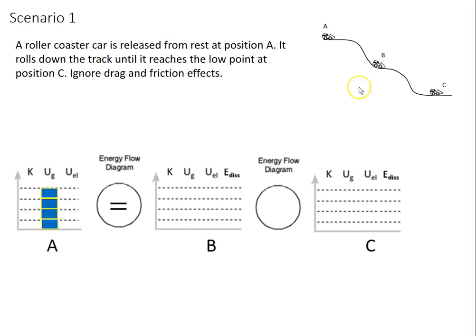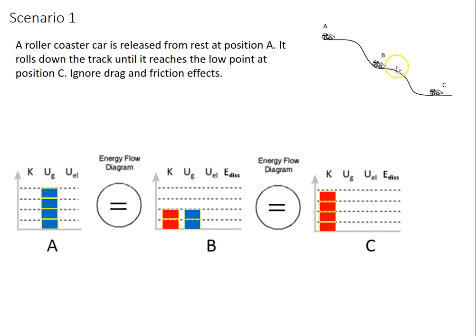So that means that the energy at B, whatever its form, has to be equal to the energy at A. It's halfway down, so it's going to have half the gravitational potential energy that it did before. So that's 2 blocks. We have to ask, where did the other 2 blocks go? And we see that the car is moving, so it's now kinetic energy.